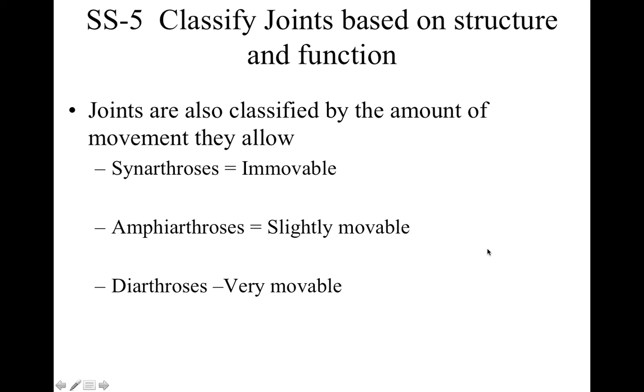Okay, joints, classification of joints based on their function, so how much movement do they allow? The synarthrotic joints, or synarthroses, are immovable, so you can't move them. Amphiarthrotic joints, or amphiarthroses, are slightly movable. And diarthrotic joints are very movable.